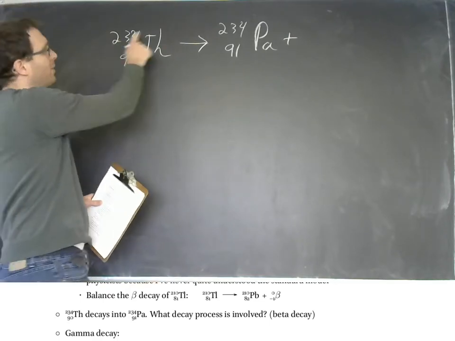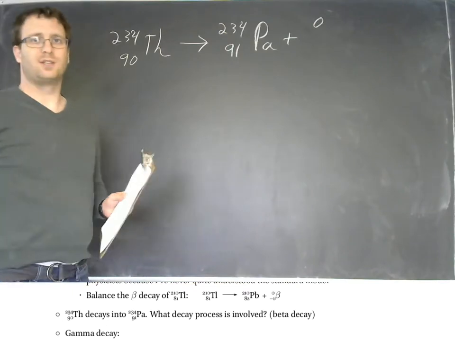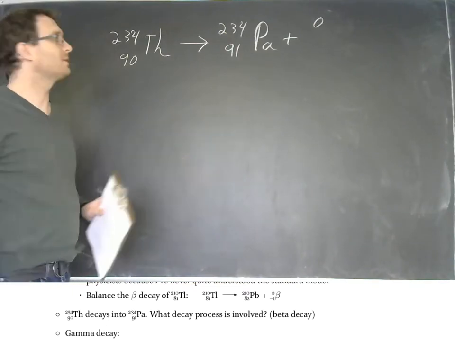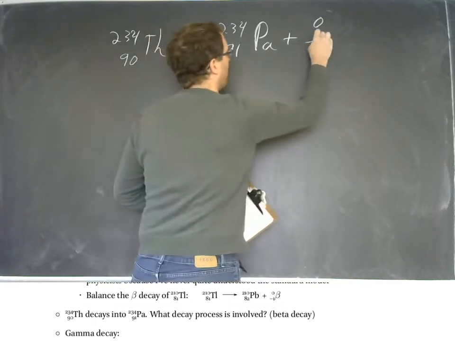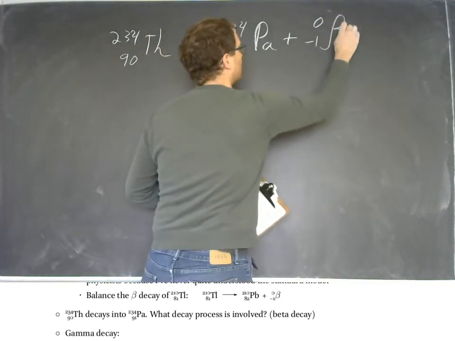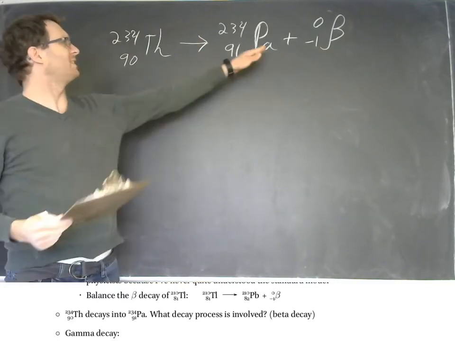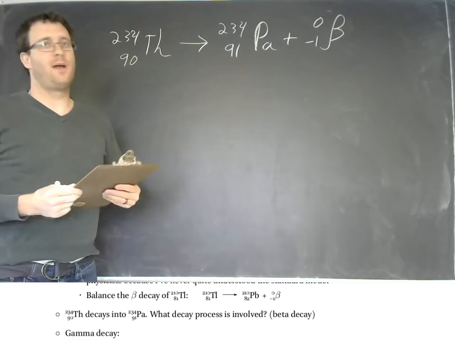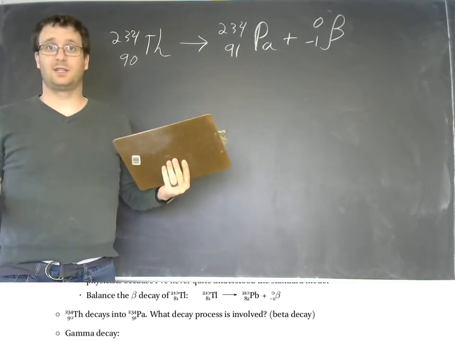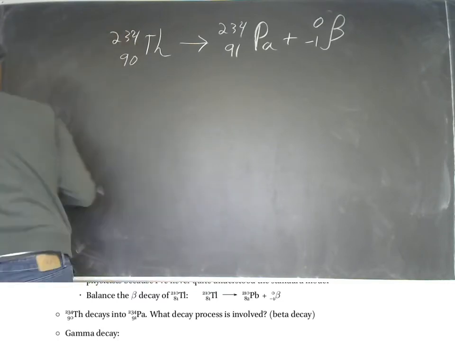So 234, that means whatever radiation is emitted is going to have 0 mass. And then 90 here and 91 there, well, that's going to be a -1. This must be beta decay. Protactinium is one position up on the periodic table from thorium, so that's a signal that it's going to be beta decay.